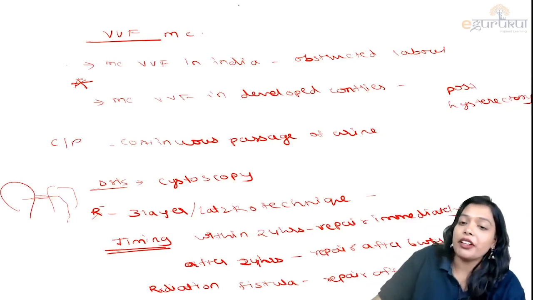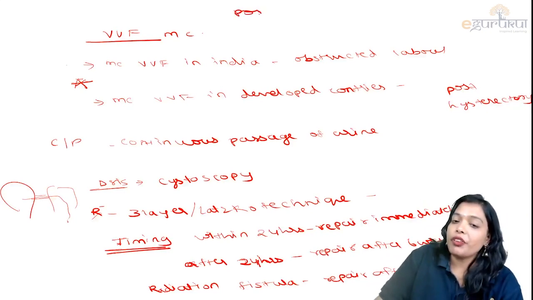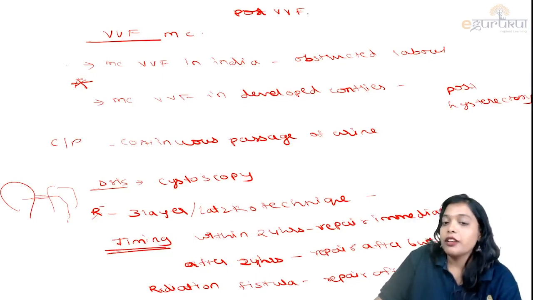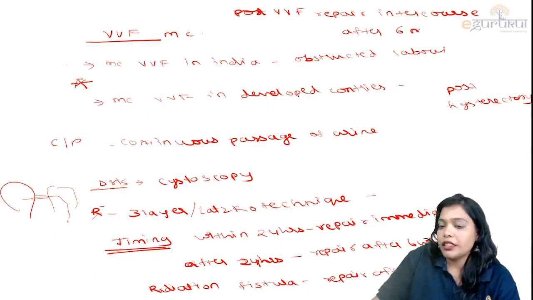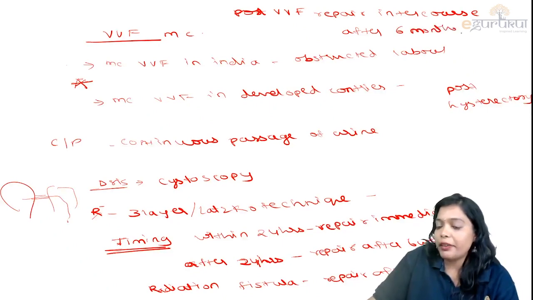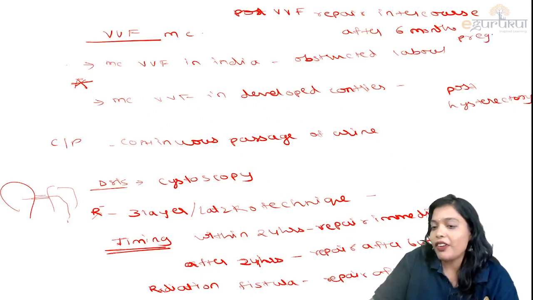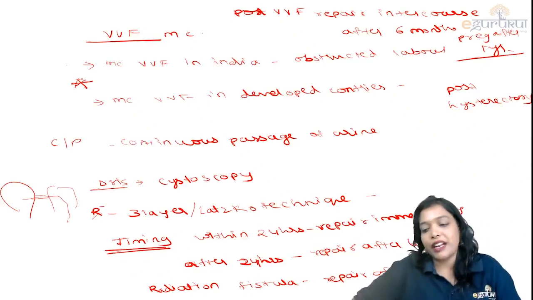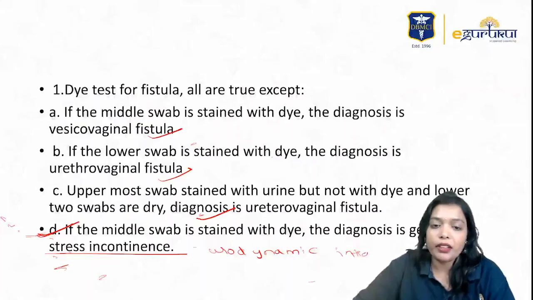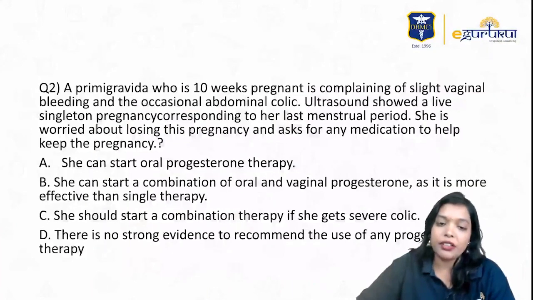One MCQ which has come in the last NEET was: post VVF repair, when can they have intercourse and when can they conceive? So post VVF repair, they can have intercourse after 6 months, and they can get pregnant after 1 year. So these are the key points which you should remember for vesicovaginal fistula. Okay. Let's go to the next question.